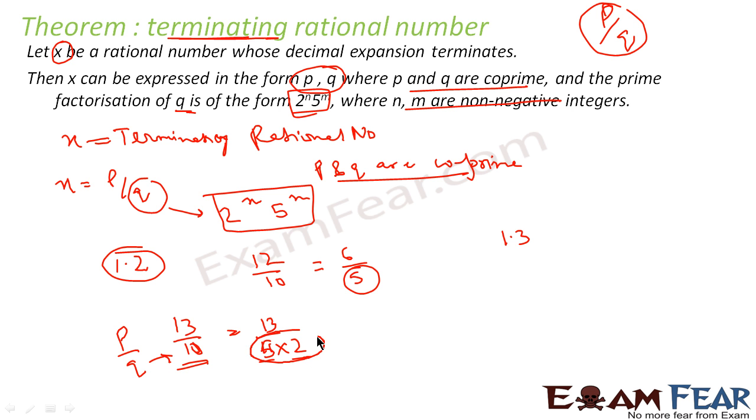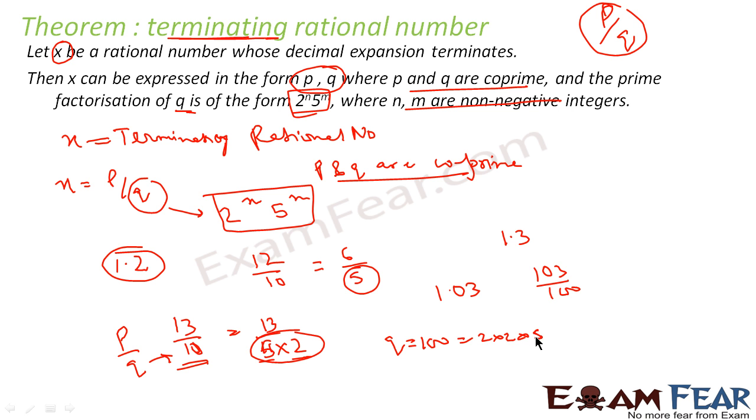We can take one more example. Let's suppose we have 1.03. This becomes nothing but 103 by 100. Here also there is no common factor, so we can't cut. So here Q is 100. 100 is nothing but 2 into 2 into 5 into 5.